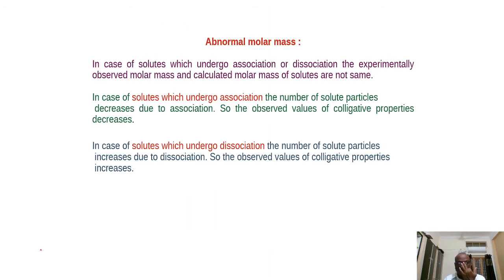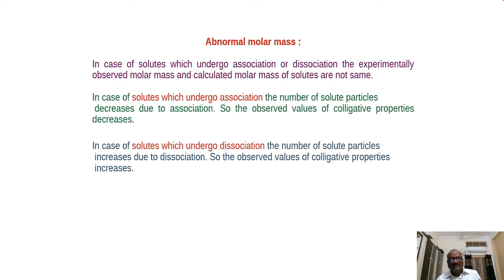Next, you see the abnormal molar mass, because we have already discussed all the colligative properties. One is the relative lowering of vapor pressure, second is osmotic pressure, third is elevation of boiling point, and fourth is depression of freezing point. Now we discuss the meaning of abnormal molar mass. The purpose of colligative properties is to determine the molecular weight of the solute dissolved in the solution. That is an experimental technique.